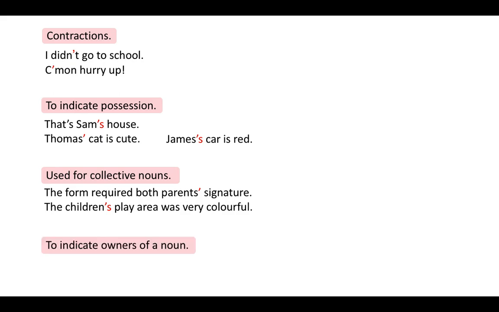Apostrophe to indicate owners of a noun. So, if more than one person are owners of the same noun, then the last name takes the possessive form. So we just add apostrophe S to that name. For example, Anna and Sam's house. We write this instead of Anna's and Sam's house.